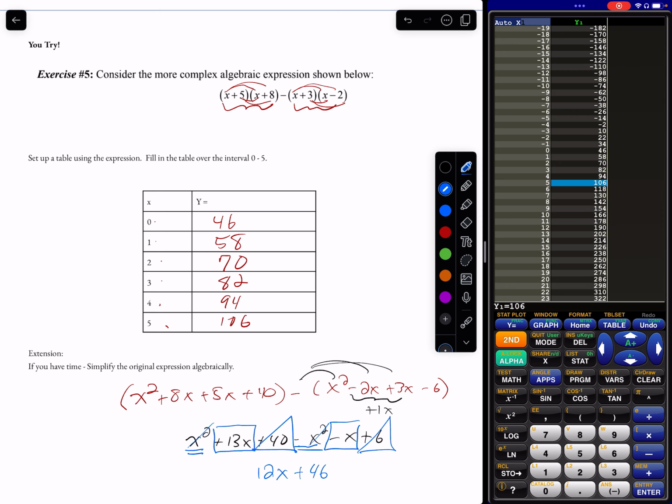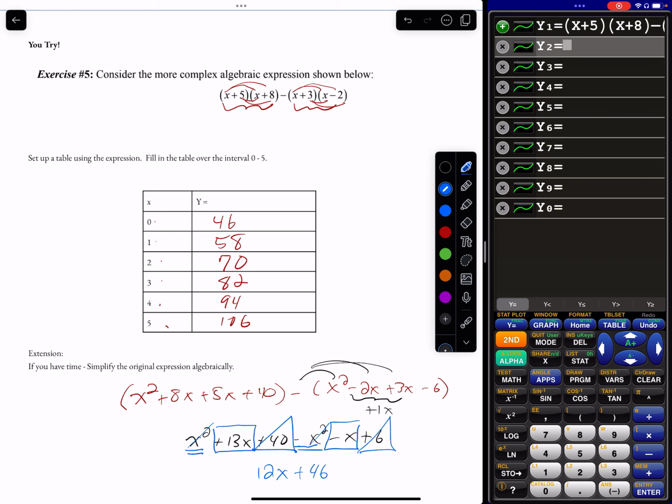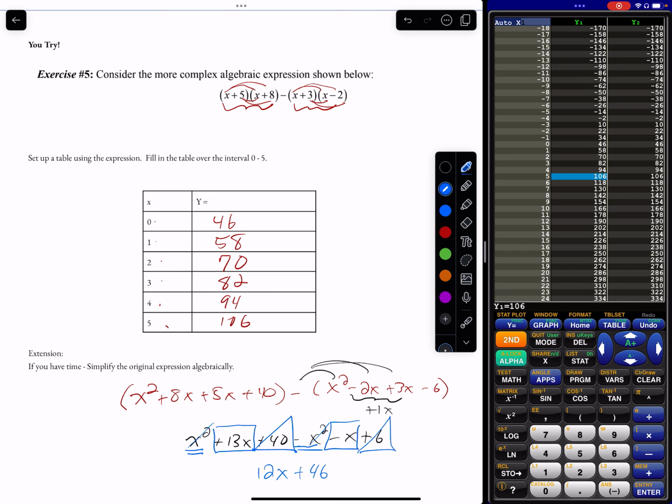So if I go back to my calculator, and in my y2, I write this, 12x plus 46, and I go back to my table, you can see that these values are exactly the same.